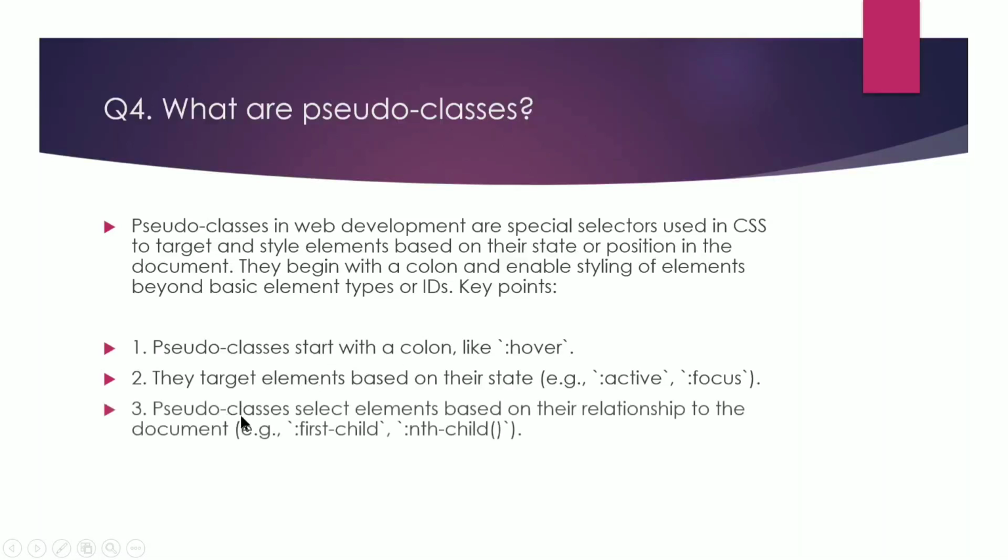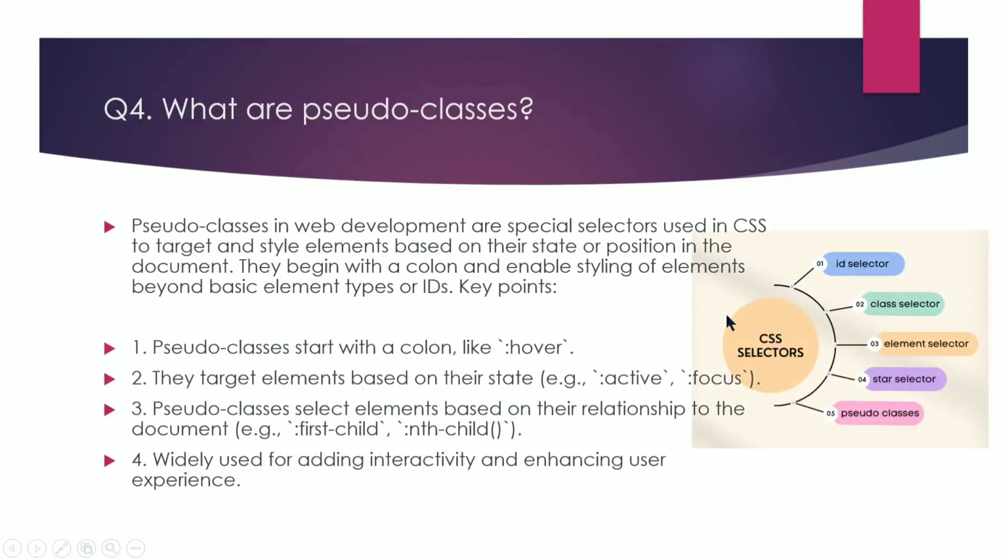Pseudo classes select elements based on their relation to the document, like first child and last child. These are some basic things that you should know about pseudo classes. They are widely used for adding interactivity and enhancing the user interface. As we all know, CSS is used to enhance user experience, right? So these are some extra functionalities provided by CSS.